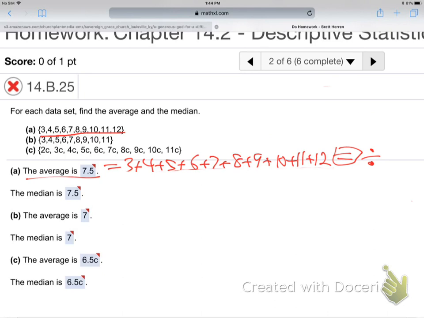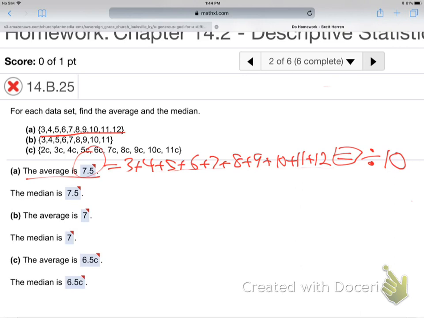All right. So you divide by how many numbers? There's 10 numbers there. The easy way to not make that mistake is to just say how many are missing. 1 and 2 are missing. So 12 minus 2 must be 10 numbers. Just count them yourself. Get the number. Average is 7.5.